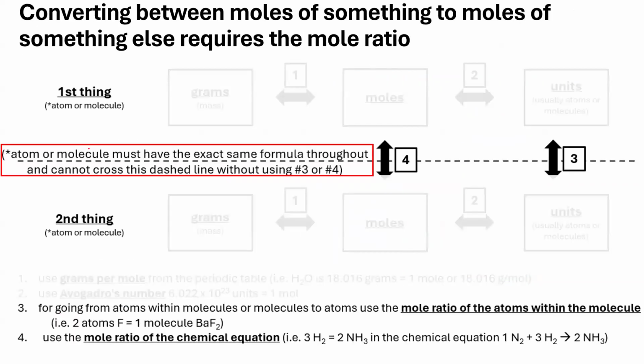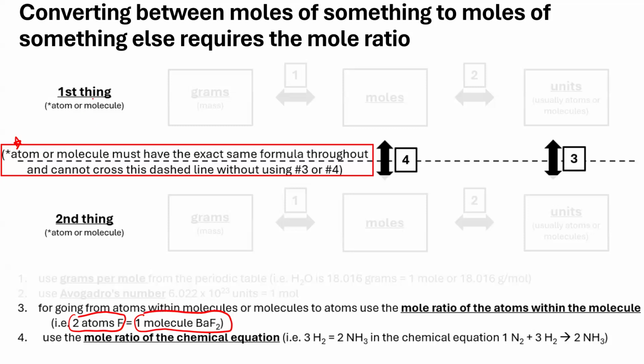All right, so this is one important part when we're using this little table of conversions. We're going to use this dotted line here as our separator between two different formulas. So let's say I want to look at atoms of fluorine within one molecule of BaF2.